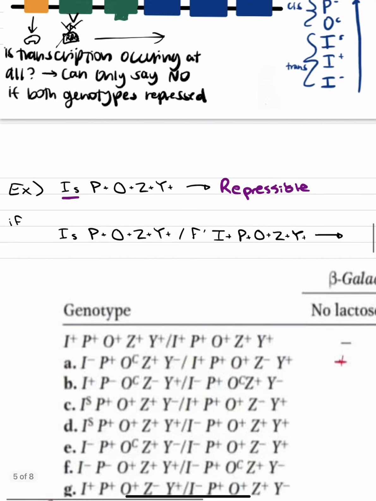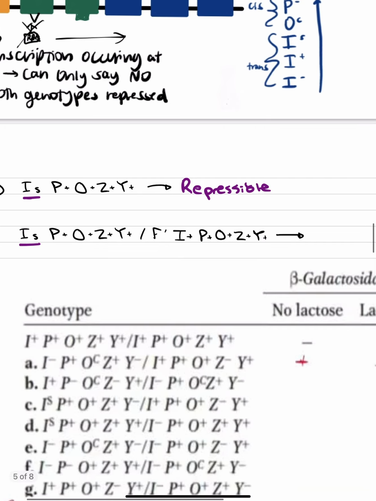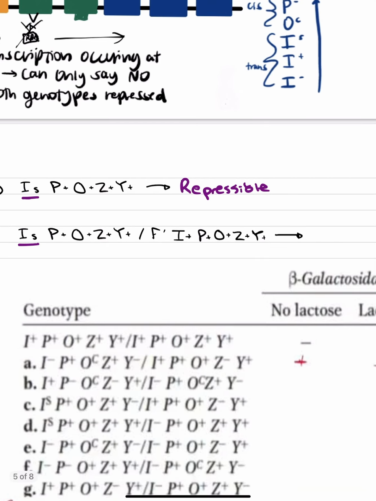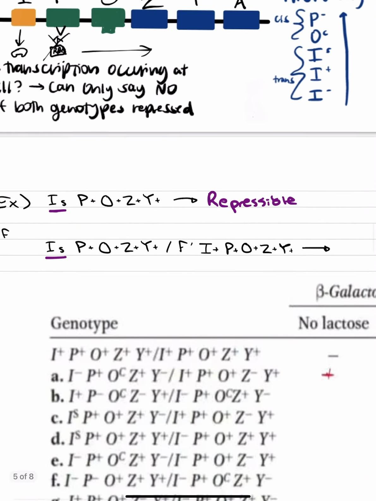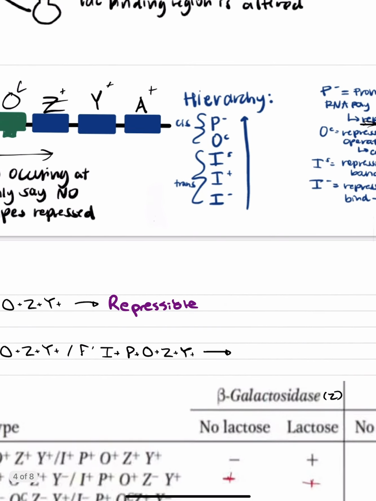All right, on to the example underneath it. Here we have, for this genotype, I^S, a mutation on the I, P plus, O plus, Z plus, Y plus. On the plasmid, we have I plus, P plus, O plus, Z plus, Y plus. We know that on the hierarchy, we have I^S above I plus.